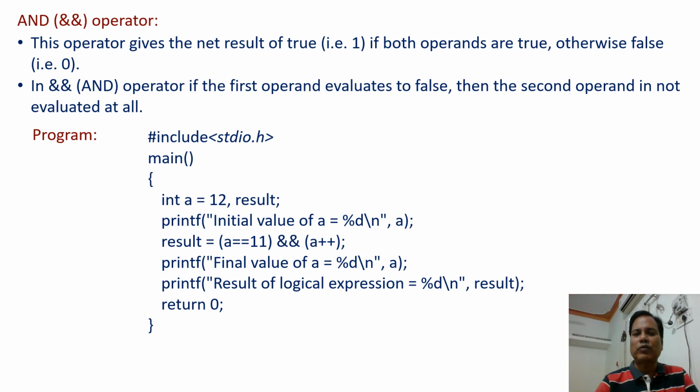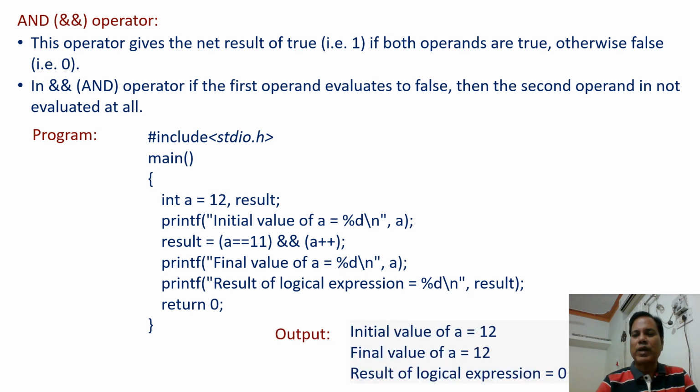We don't bother about the second operand. Printf final value of a equals, so here naturally the value of a gets printed at this point. Printf result of logical expression equal to, so what is the value of result? That is 0, 0 gets printed at this point. Then return 0 and at the end of the coding.